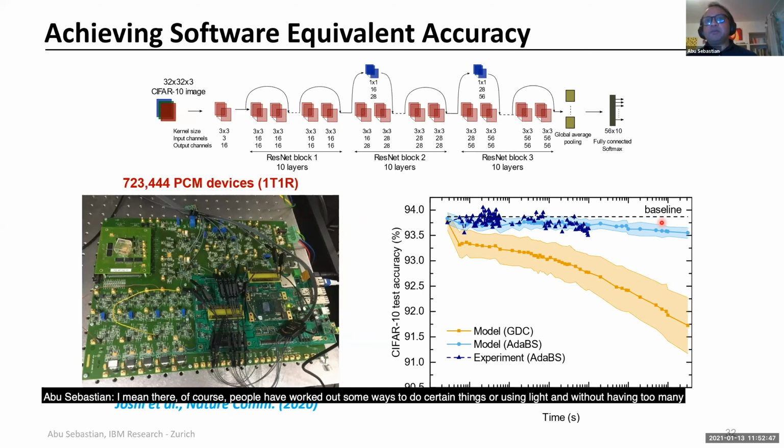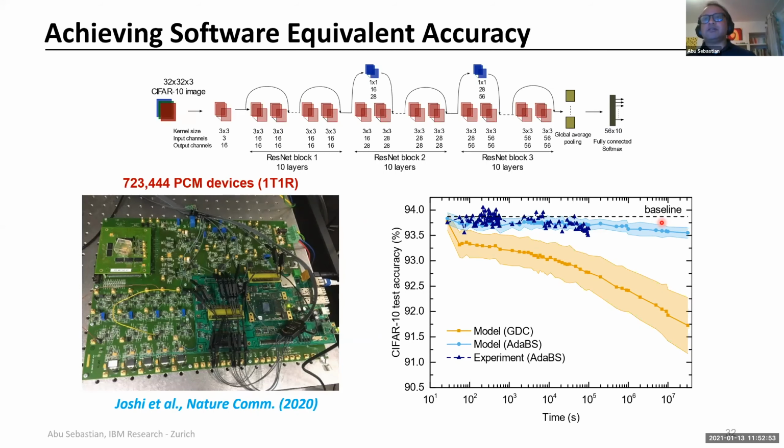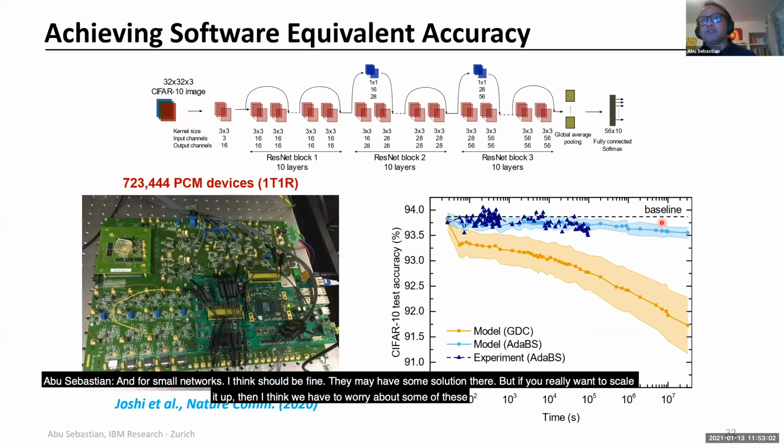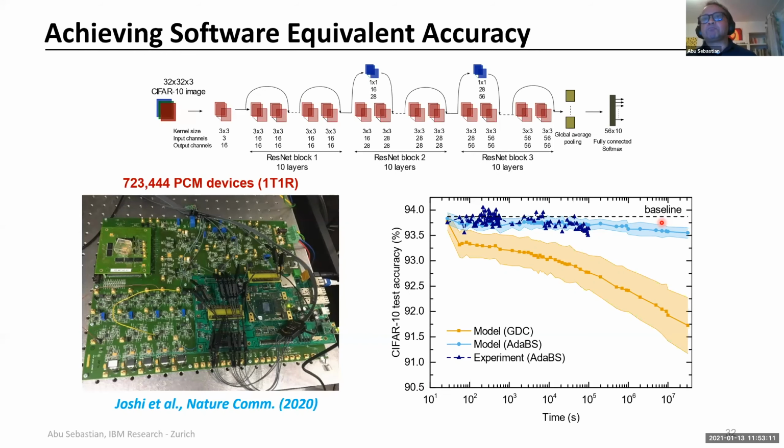I mean, of course, people have worked out some ways to do certain things all using light without having too many of these bottlenecks. But I'm really afraid of that, especially when we try to scale it towards very large networks. For small networks, I think it should be fine. We may have some solution there. But if you really want to scale it up, then I think we have to worry about some of these in-between things.